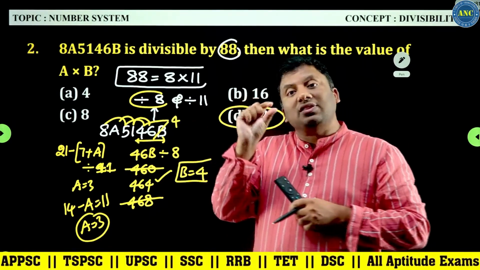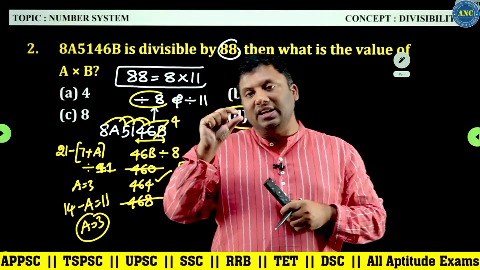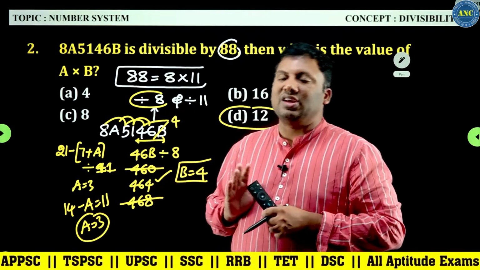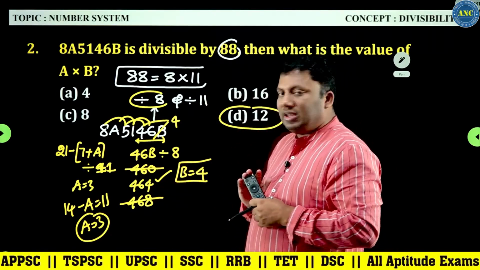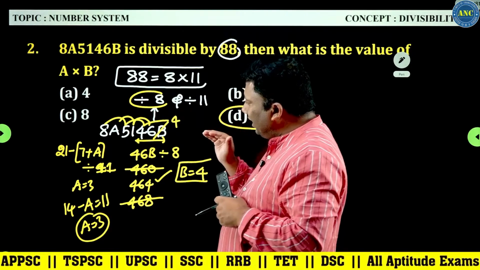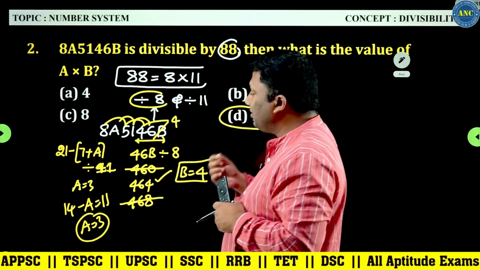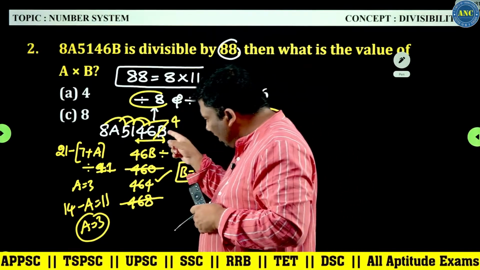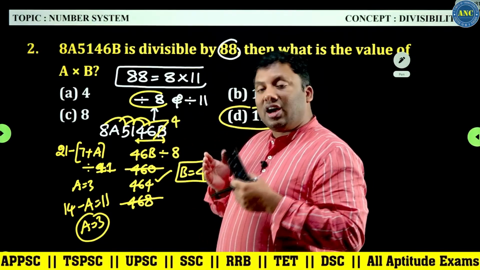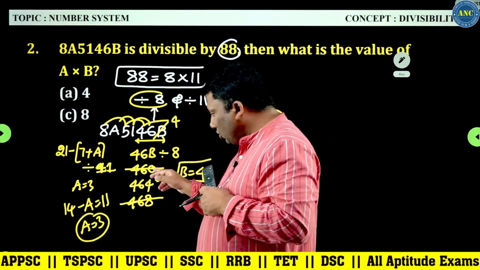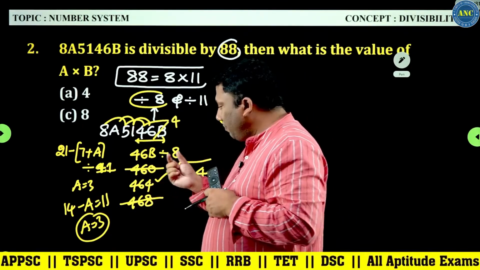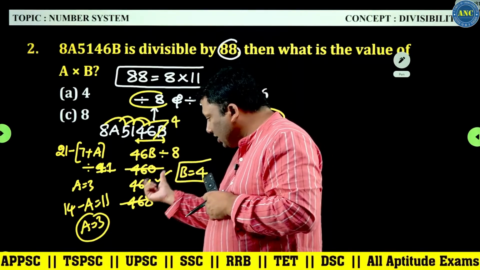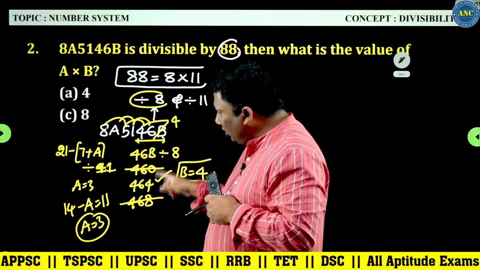The number is divisible by 88. If it is divisible by 88, that means it should be divisible by 8 and 11. 8 means last 3 digits should be divisible by 8. 46B should be divisible by 8. For it to be divisible by 8, last 2 digits should be divisible by 4. So 60, 64, 68. But this is not divisible by 8. So the answer is 464. B value is 4.